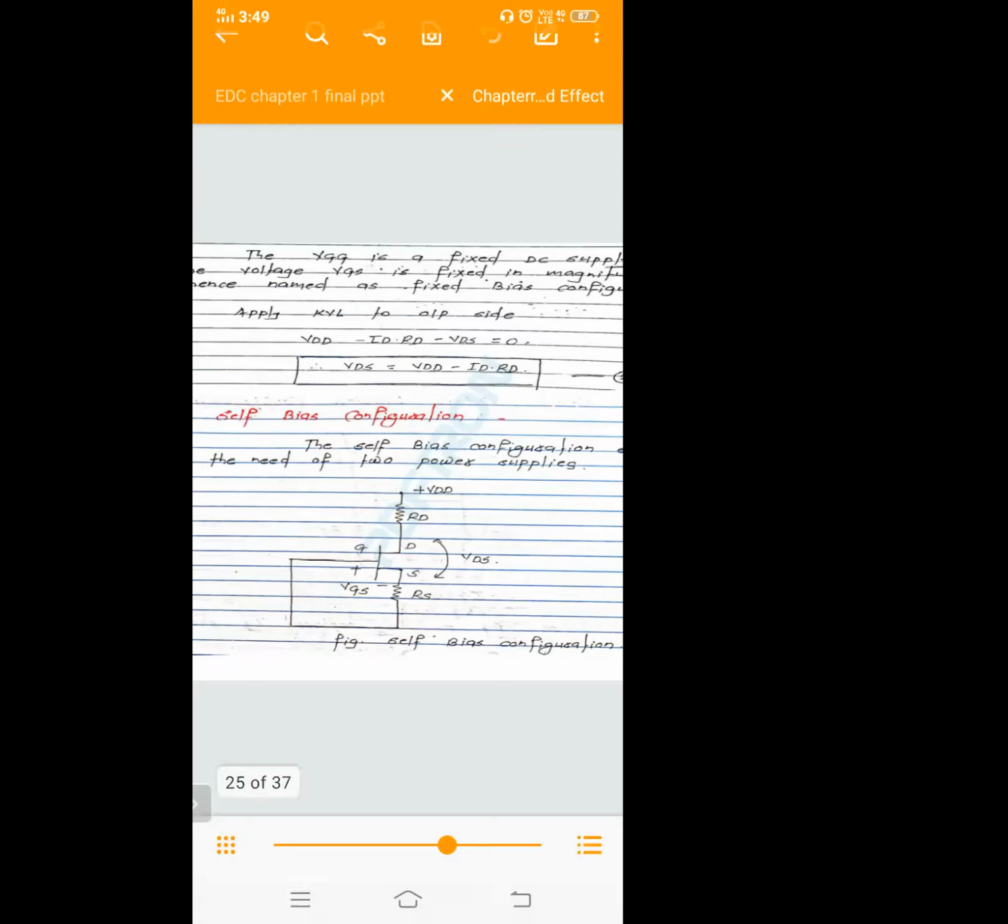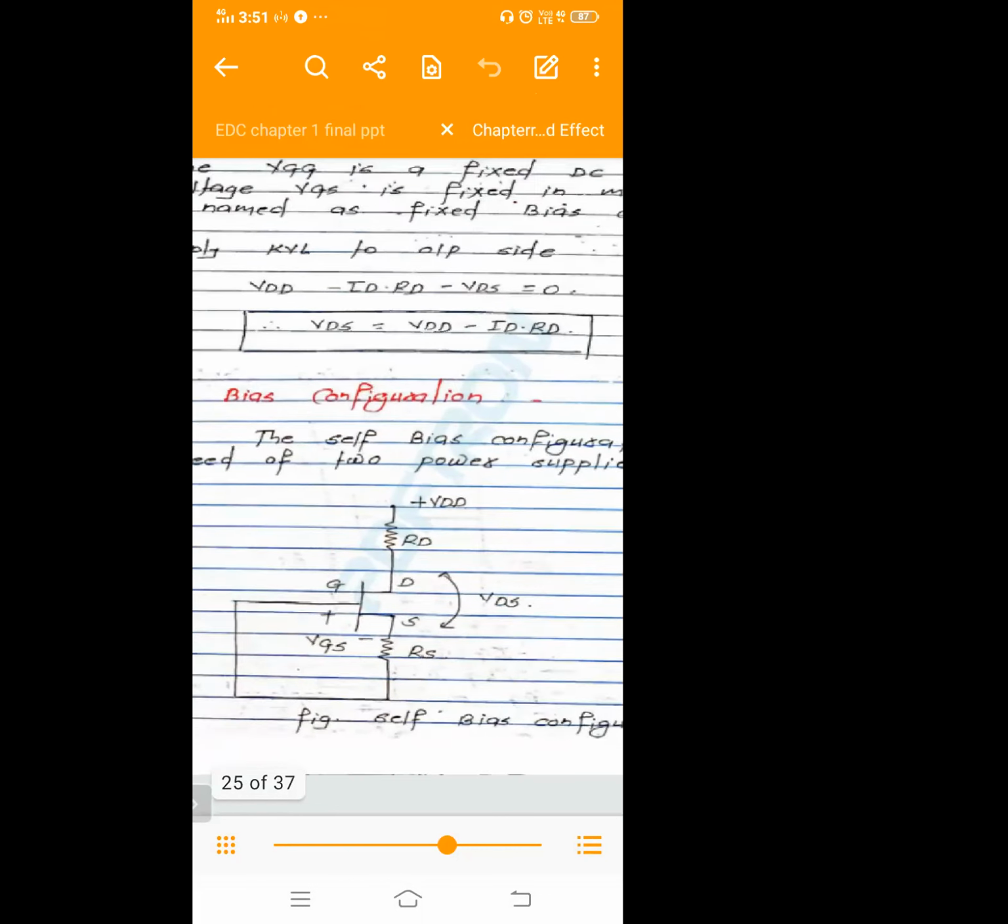Self-bias configuration, what it indicates: in the self-biasing method, we do not apply any input resistors. Here there is no input resistance applied across here.